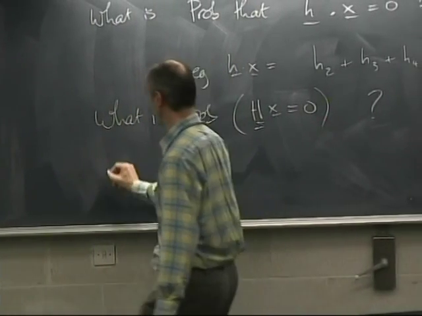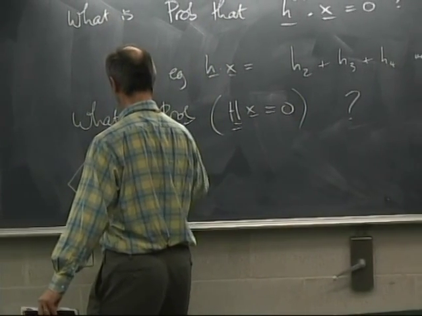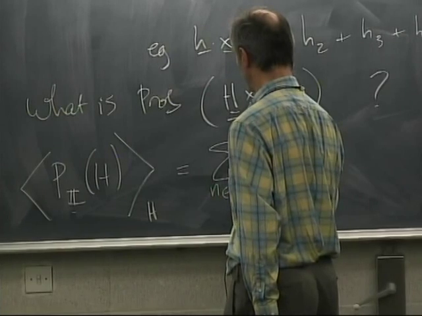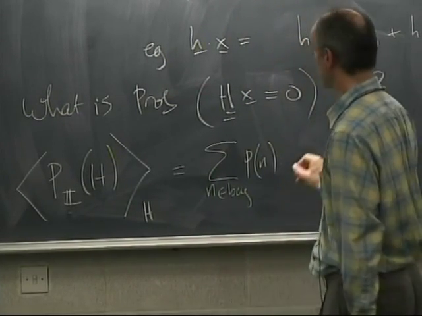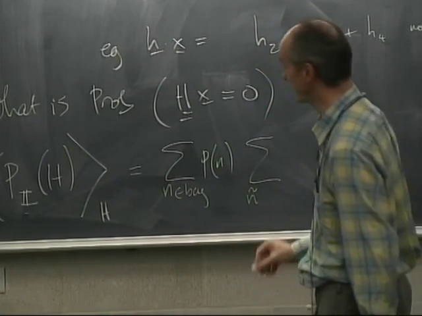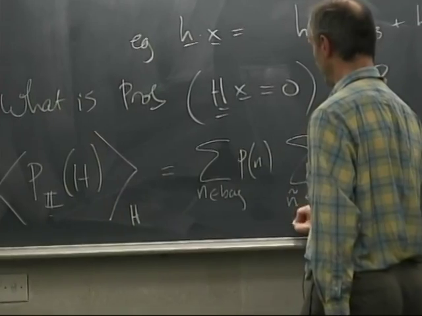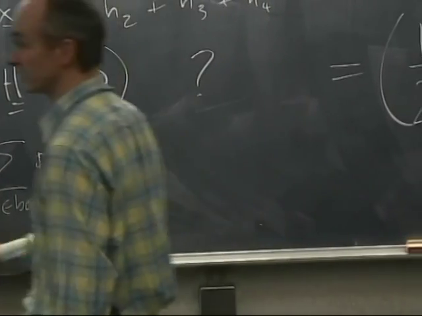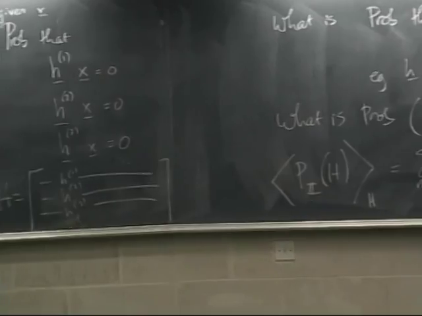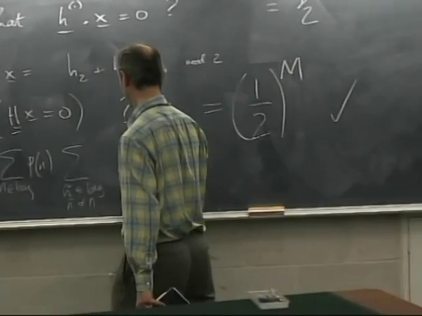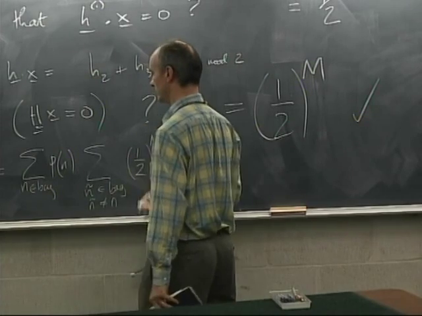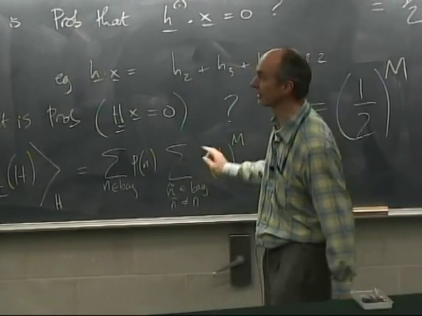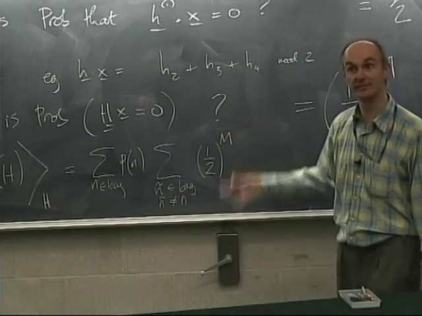So, average of P2 of H, averaging over all H, is the sum over all N in the bag, weighted by P of N, sum over all N twiddle that are in the bag, and that are not the same as N. Then we do the summation over H, and this entire quantity here, we've just argued, is a half to the power m, which is a number with no H dependence, because we've averaged that out, and it's got no N dependence and no N twiddle dependence either, because it only depended on X, and the answer to that question we were just answering didn't depend on X. So whoosh, we're done.